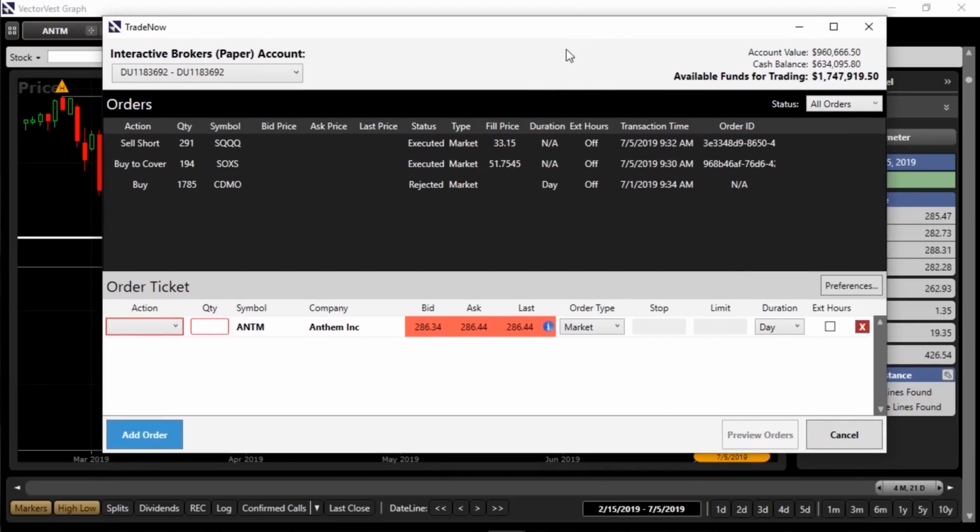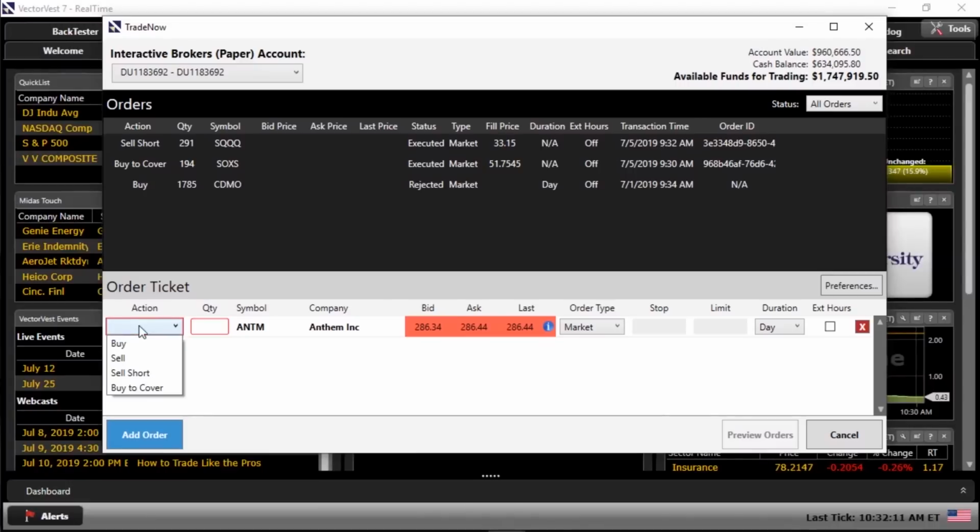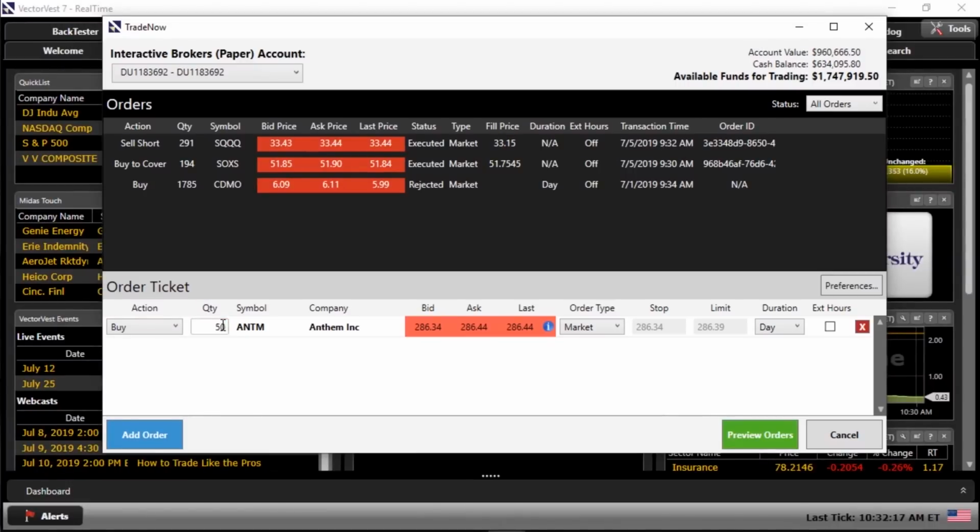Okay, this is just a paper account I have set up, so I can just fill out the order ticket. My action is to buy. You type in the number of shares to buy. Here are the current bid, ask, and last prices. The order type is market.